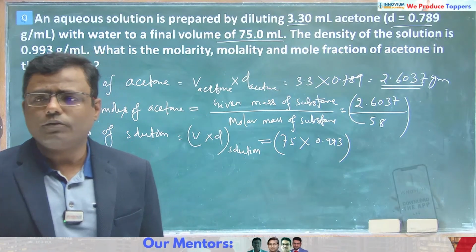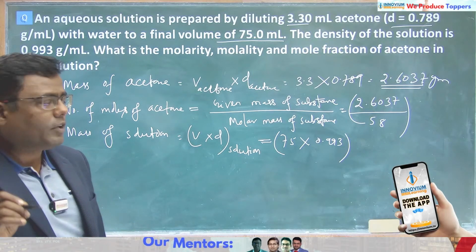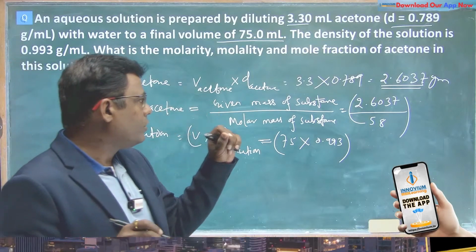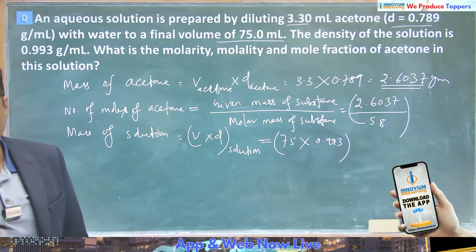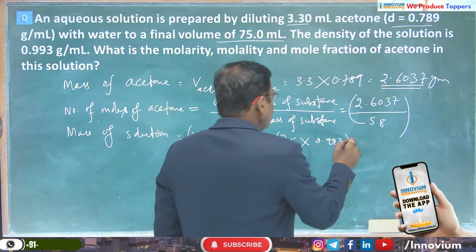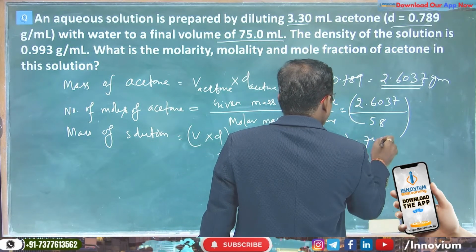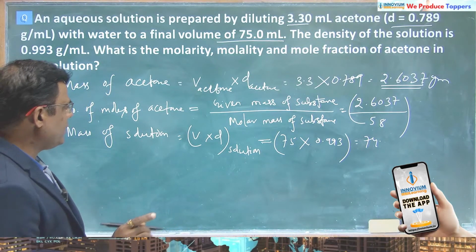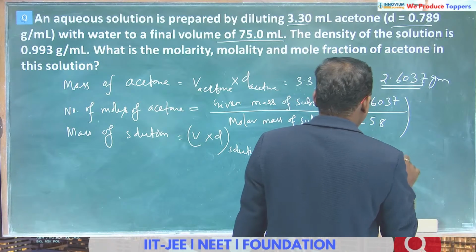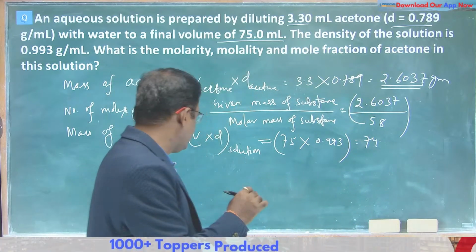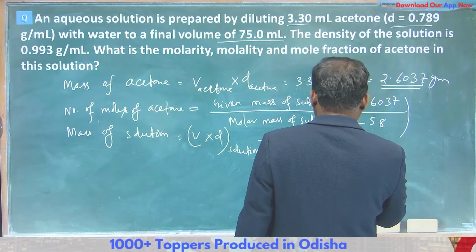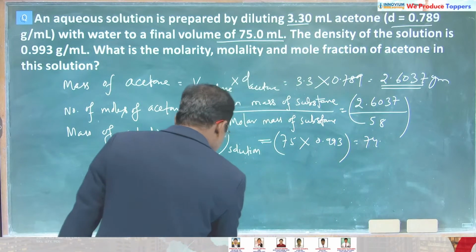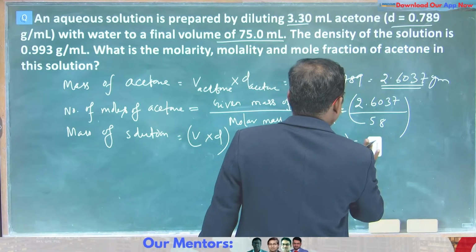Now, what is the mass of solvent? How can we calculate it? Out of the mass of solution, if we subtract the mass of solute, then easily we can calculate the mass of solvent. On multiplying, 75 into 0.993 is 74 point something, I think it is 74.675 approx. We'll calculate at the end so that we can save time. Okay, no issue.